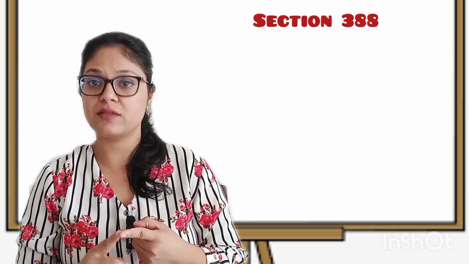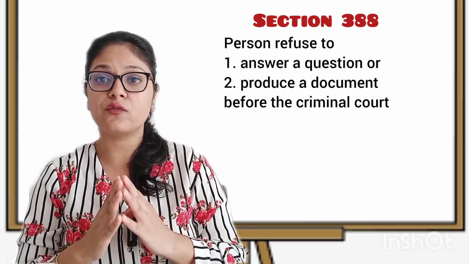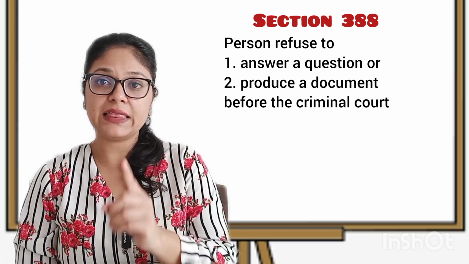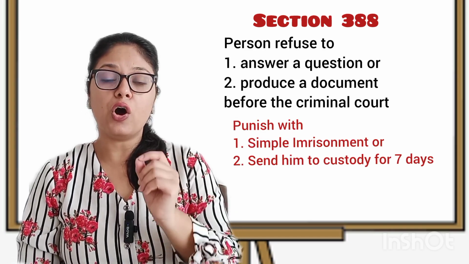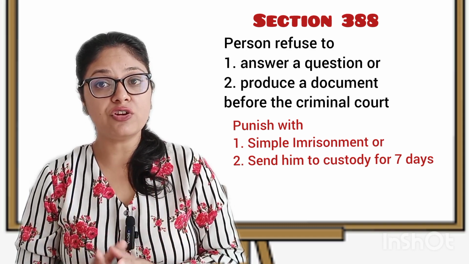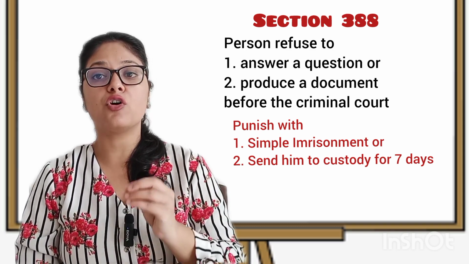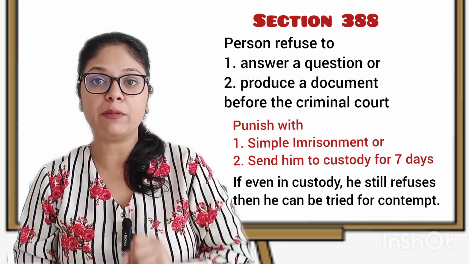Now, there are two specific provisions with regard to criminal courts. The first one is where the person whom the court calls either to answer a question or to produce a document refuses to answer or refuses to produce a document. In that case, the criminal court can punish the person with simple imprisonment or can put him in custody for 7 days. If during custody also he refuses to answer or to give a document, in that case the court will try that person for contempt proceedings.